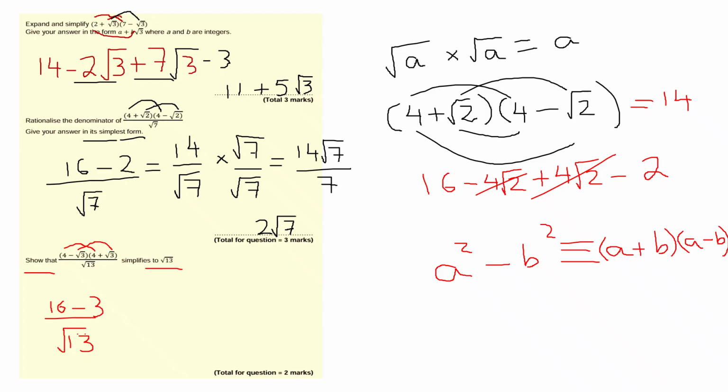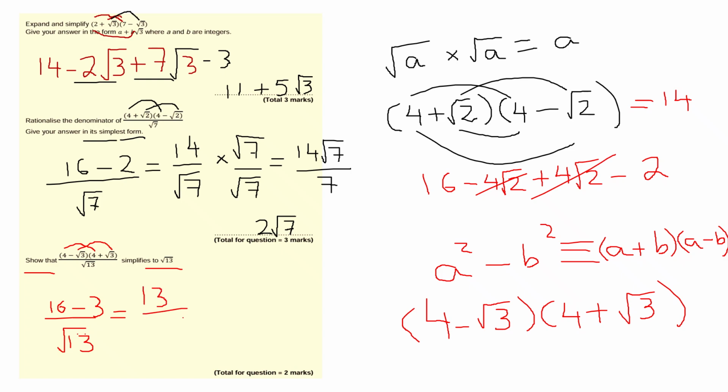Again, if you're unsure, remember we also have the difference of two squares here. If you expand it using FOIL, we are going to get 13. You'll get 16 plus 4 root 3 minus 4 root 3, minus 9. The 4 root 3's end up cancelling, so you get 16 minus 3, which is just 13 on the top.